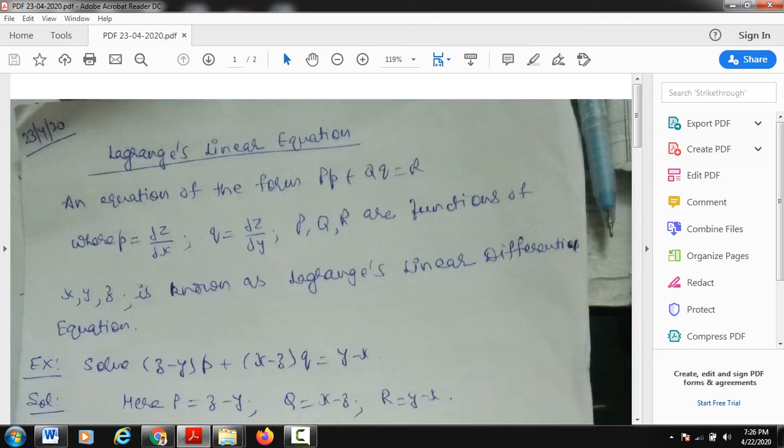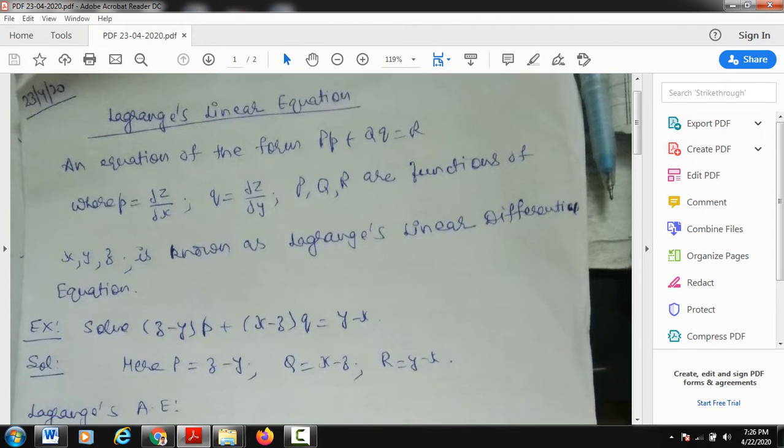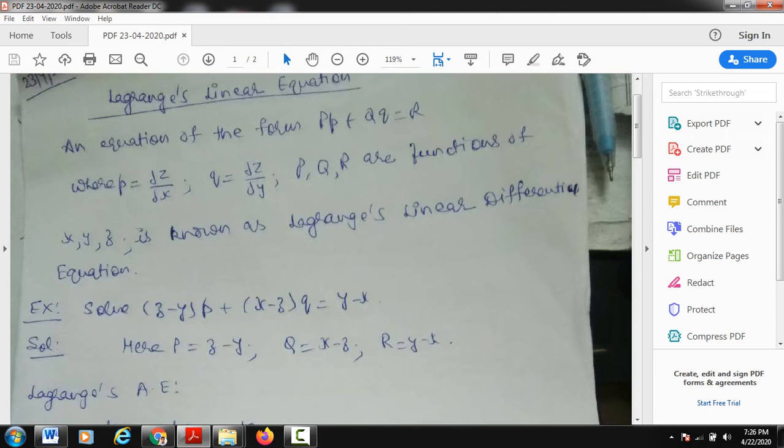Yesterday we discussed Charpit's method to solve partial differential equations. Here the topic that I have taken is Lagrange's linear differential equation. So what is Lagrange's linear differential equation? This is a very important topic from the examination point of view, again, students.